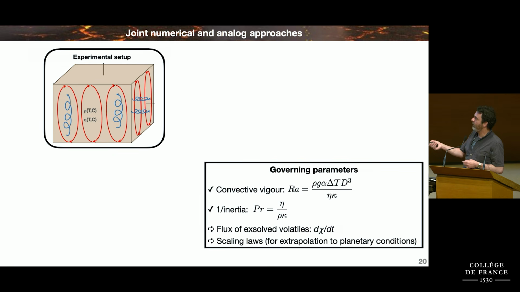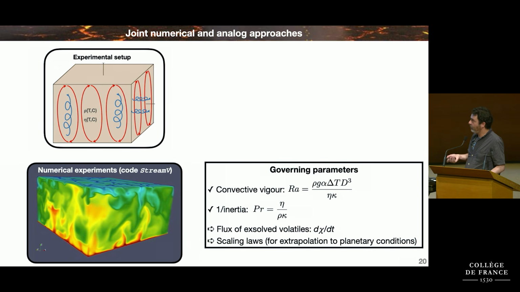So this is the experimental setup. Again, we want to determine in this convective system the efficiency of outgassing as a function of two governing parameters, which are again the Rayleigh number, the convective vigor, and this time the Prandtl number, which is inversely proportional to the inertia. We wanted to determine this in terms of flux of exsolved volatile, in terms of scaling laws that we can extrapolate to planetary conditions.